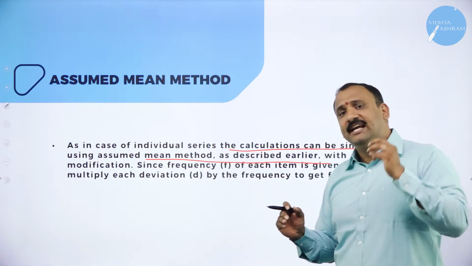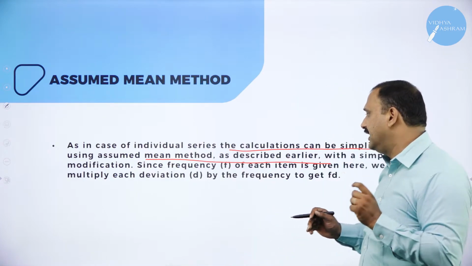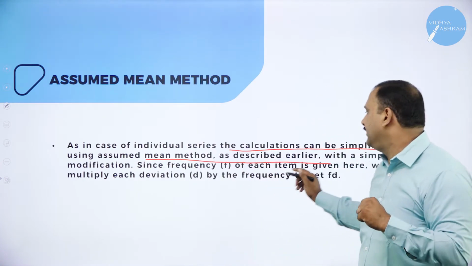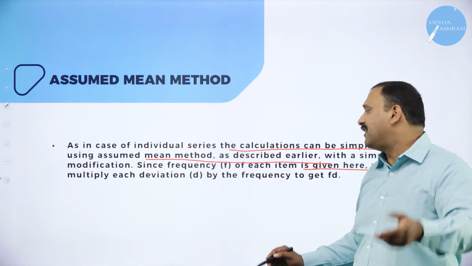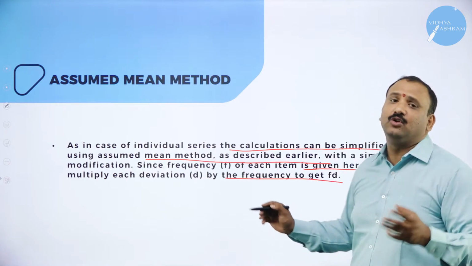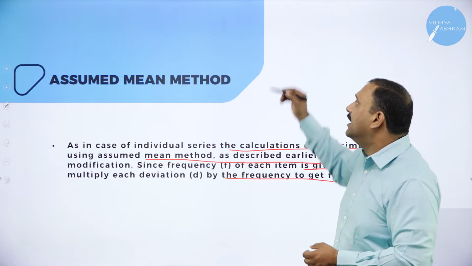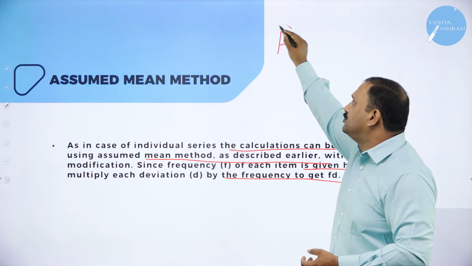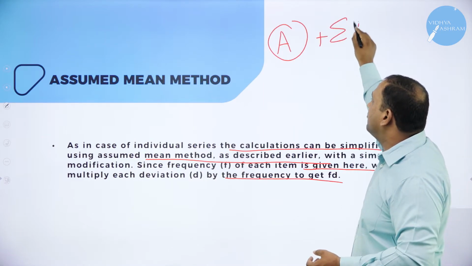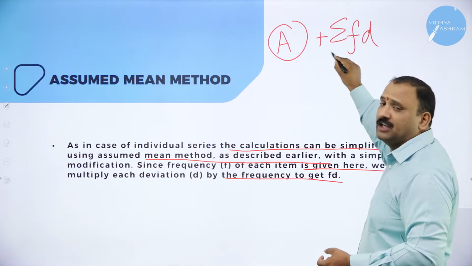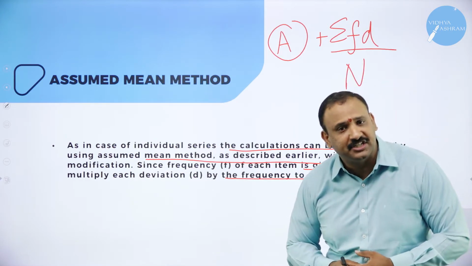In that session, in that problem, we had tried to do with just one simple modification value. Since the frequency of each of these items is given here, we just multiply it with the deviation factor and then the frequency into D to get the value FD. Because if you have seen it in the last session, just a quick recap, we would have found out the value of the assumed mean that is given by the letter A, plus we would have added up summation of FD, that is your frequency into deviation value, divided by n, that is the observations that have been seen.